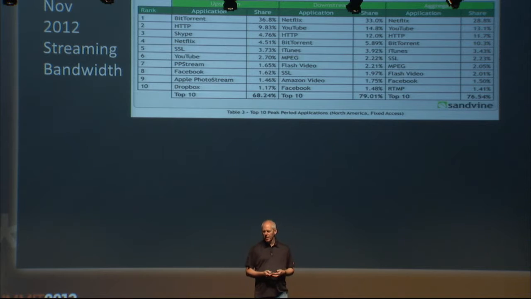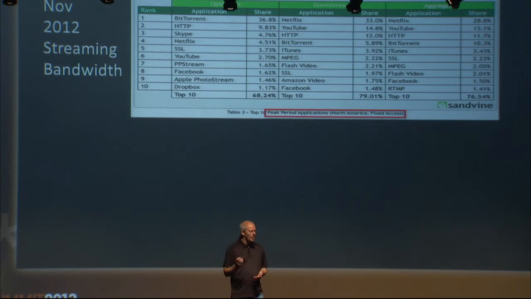So how much bandwidth are we actually doing? This is some data from last November. And you can see Netflix. People occasionally throw around this thing: Netflix is 1/3 of the internet. So this is what's really happening. Peak period applications, fixed access North America. So this is the peak, Sunday night, the DSL lines and cable modems across North America, right? Not mobile, not the rest of the world. They're a little bit different. But this is the US. And Netflix is 1/3 of the traffic.